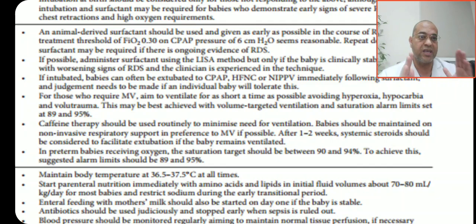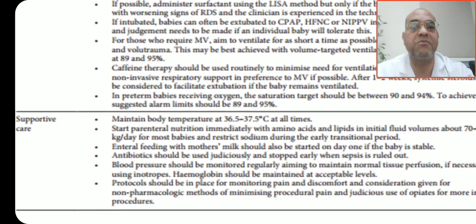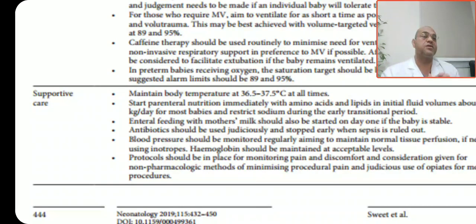Our target oxygen saturation is 90 to 94, but the alarm will be 1 down and 1 above. It will be 89 to 95. This is the alarm. This is the respiratory support and surfactant administrations. Regarding the supportive care, it will be 2T, temperature, you have to maintain the temperature, and TPN, and 2F, feeding and fluid, and 3B, you have for monitoring the blood pressure, monitoring blood culture, and pain score. So this is the supportive care.